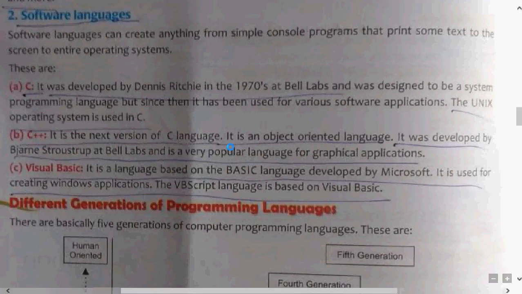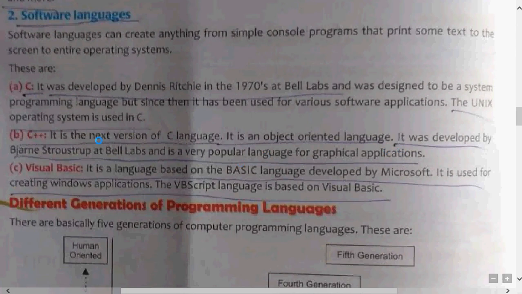If we talk about C, it is a structure based programming language, and C++ is an object oriented programming language. It was developed by Bjarne Stroustrup at Bell Labs. Both C and C++ were developed in the same labs, Bell Labs, and it is a very popular language for graphical applications like Java. C++ is also very popular for graphical applications, but most of the time C++ is used for offline software.